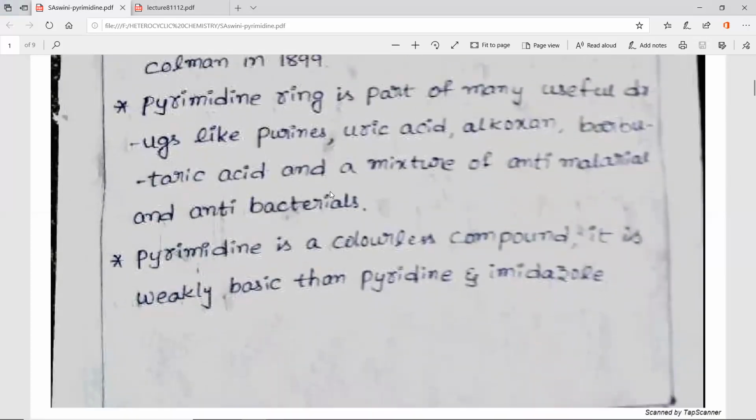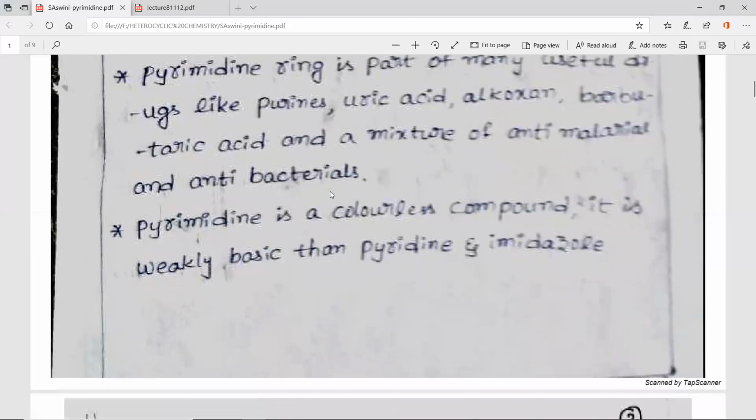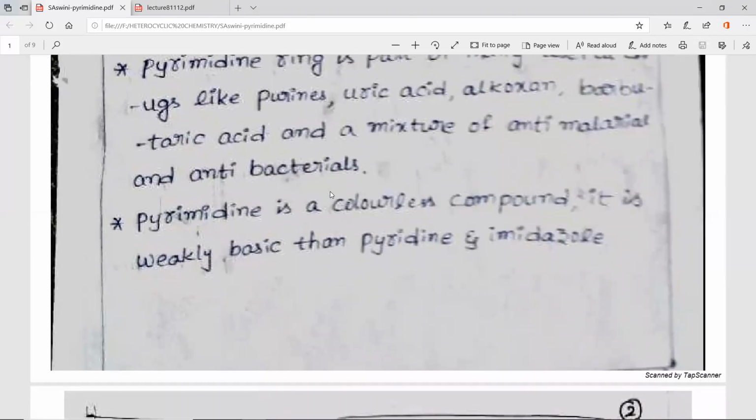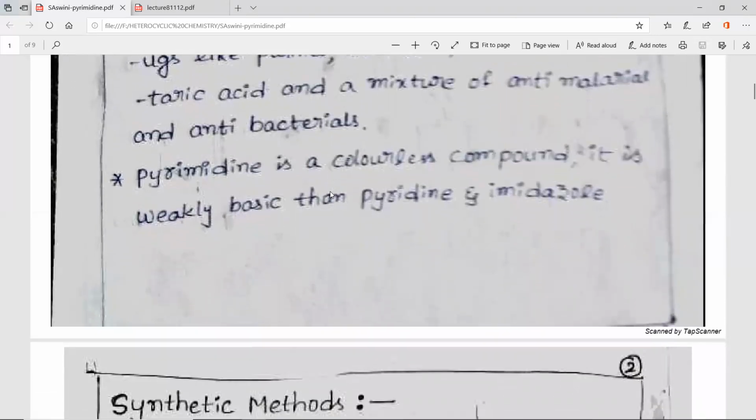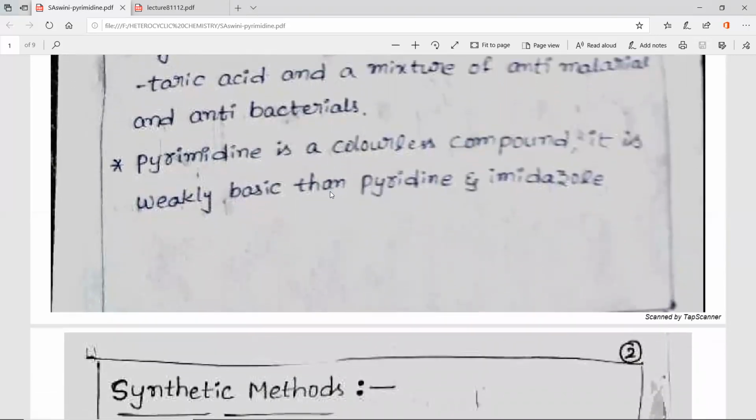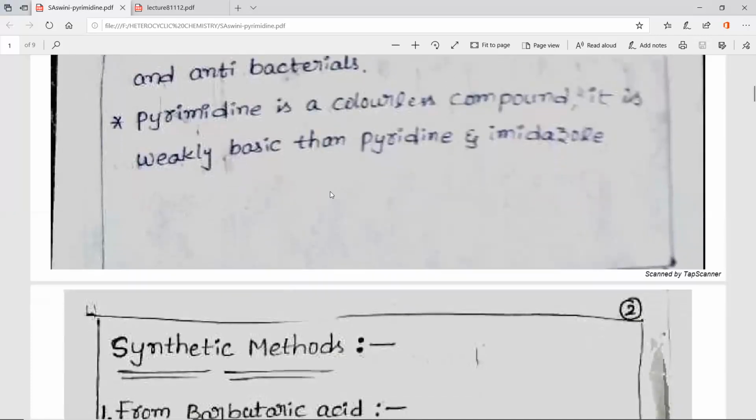It is a colorless solid. Pyrimidine is a colorless solid having a melting point of 22 degree centigrade. It is weakly basic compared with pyridine and imidazole. So imidazole itself is more basic than pyridine, and pyridine is more basic than pyrimidine.